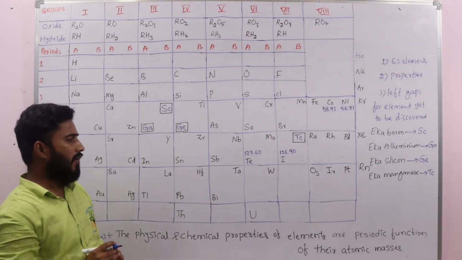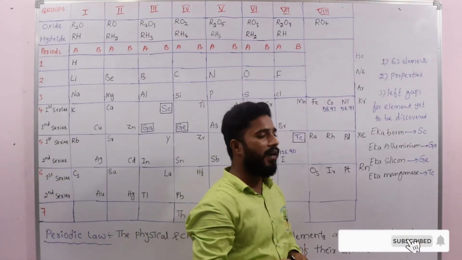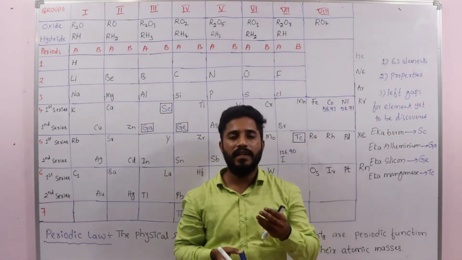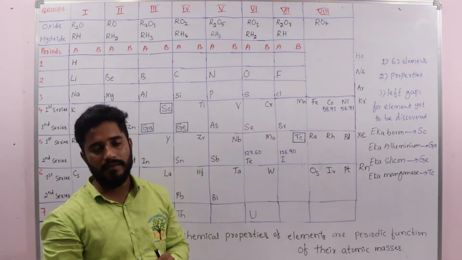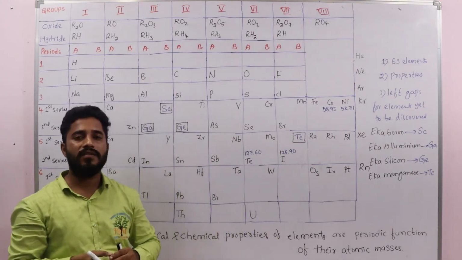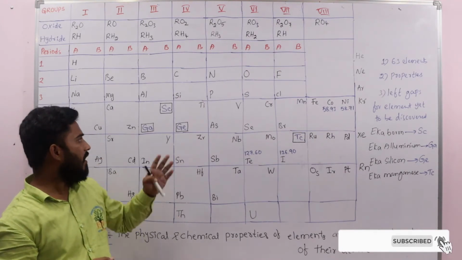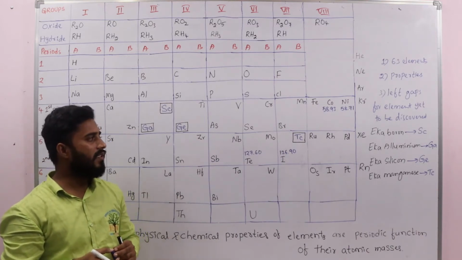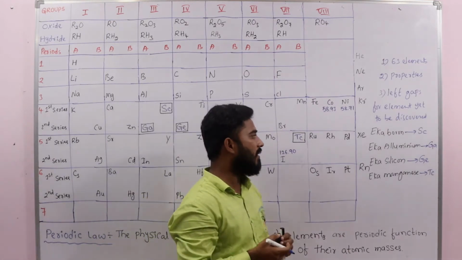He left these gaps based on physical and chemical properties. The physical properties he took were density and melting point, and the chemical properties were reaction with oxygen and reaction with chlorine. Based on these, he left these gaps. So these are the merits of Mendeleev's periodic table.